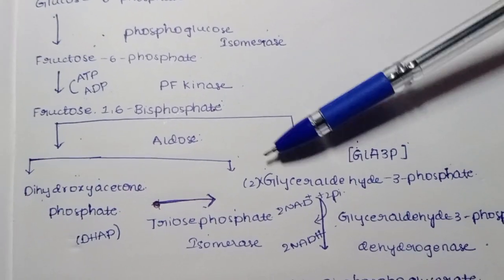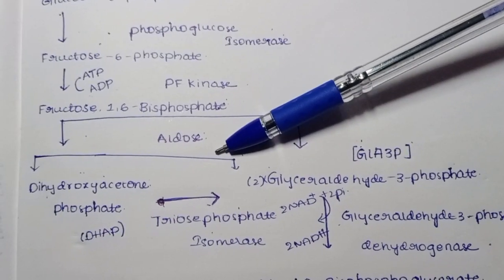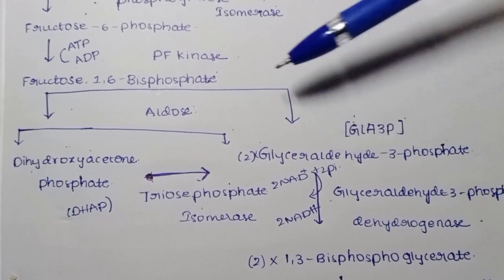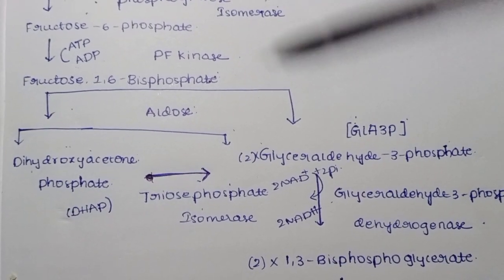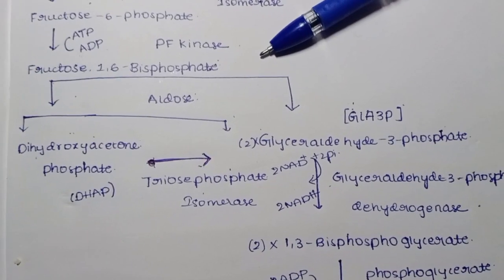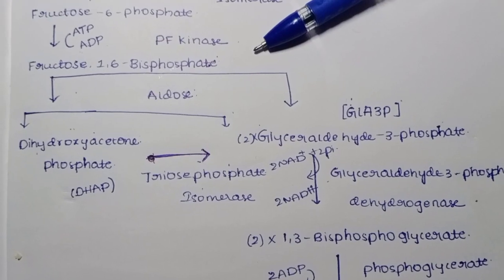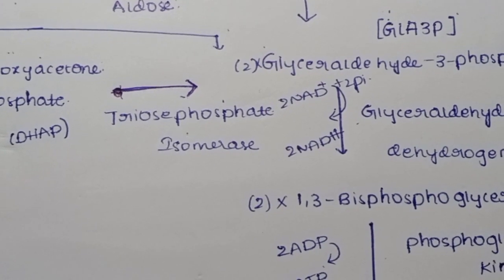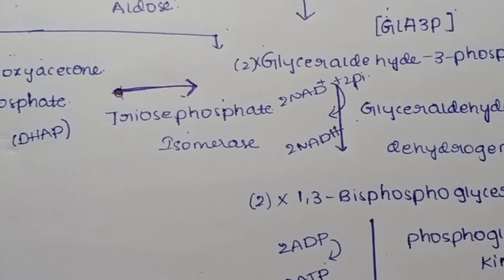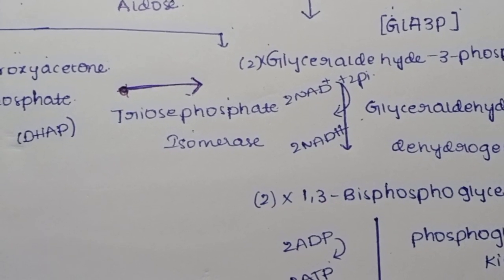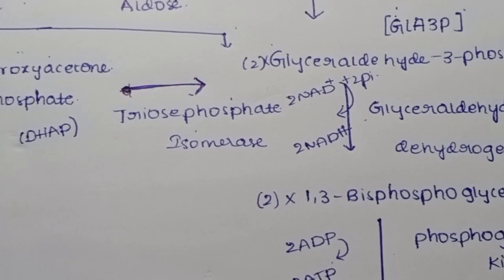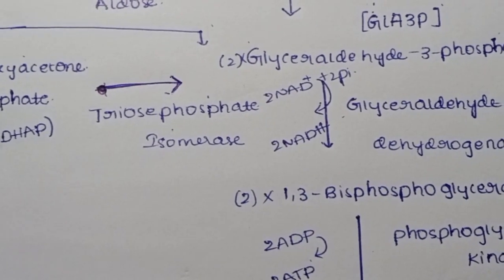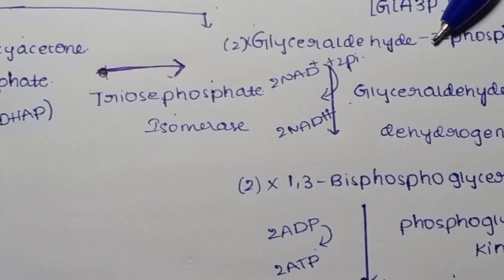generate 2 products. We call the first one DHAP, dihydroxyacetone phosphate, and the second one is glyceraldehyde 3-phosphate. These two are formed from fructose 1,6-bisphosphate by using the aldolase enzyme. Okay, so they may ask what is the intermediate metabolite that produces the 2 intermediate metabolites in glycolysis. You should say that it is fructose 1,6-bisphosphate. By using the aldolase enzyme, it gets converted to DHAP and glyceraldehyde 3-phosphate.